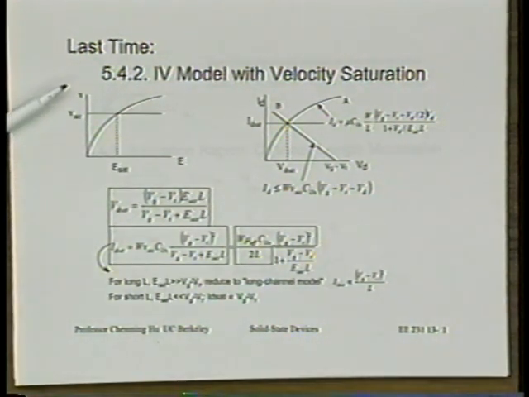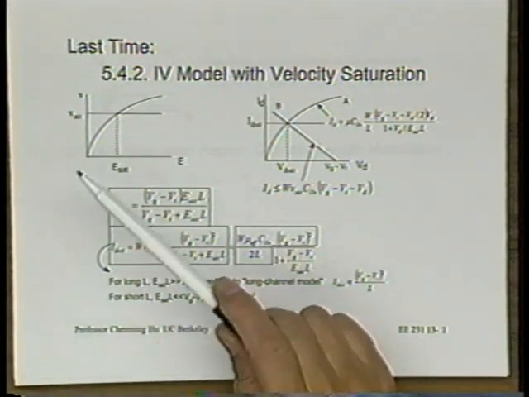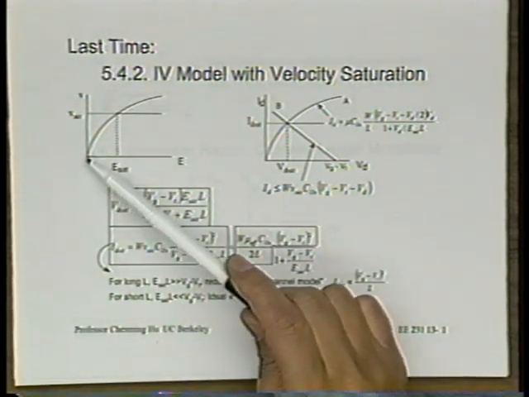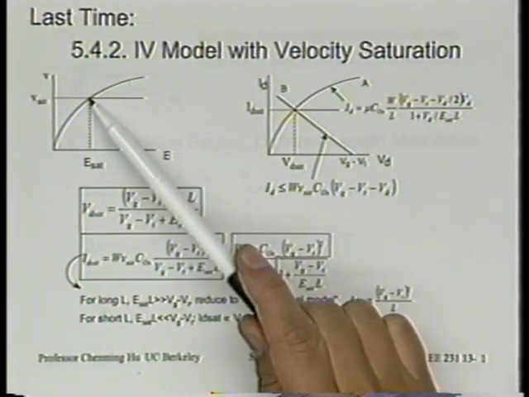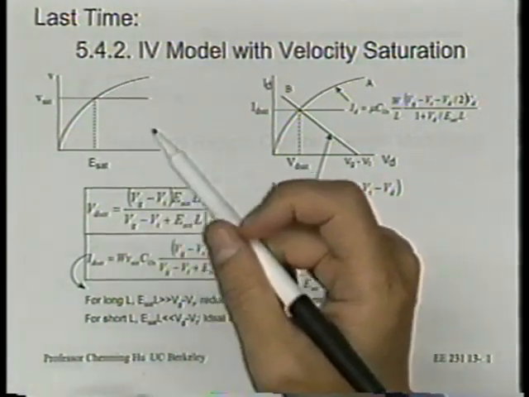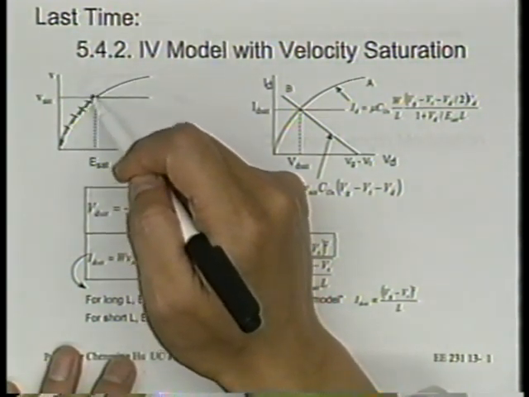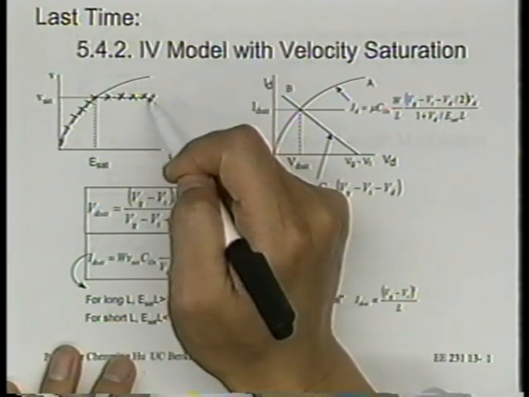We finished a topic that's an IV model with velocity saturation, right? And the model starts with a velocity electric field model that's piecewise. It follows a certain equation and then saturates at saturation velocity, right? This is the model we followed. Follow this line up to this point, and then stays here.